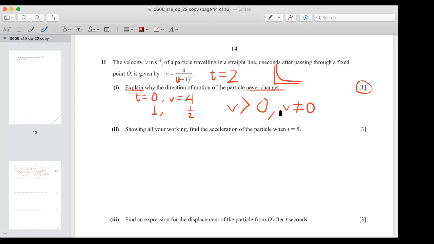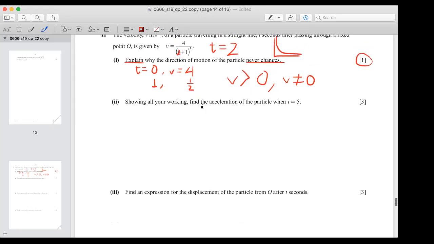This is the answer. V is more than 0 or V is not equal to 0. However, I believe this is better since this one could mean it's negative, positive, so it's better to just use this as your answer.